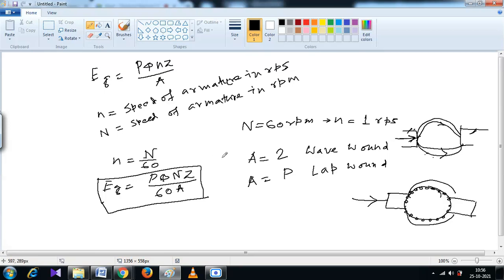The machines are designed such that if the number of parallel paths is 2, this type of machine is called wave, and if the number of parallel paths is equal to the number of poles, then this type of machine is called lap.